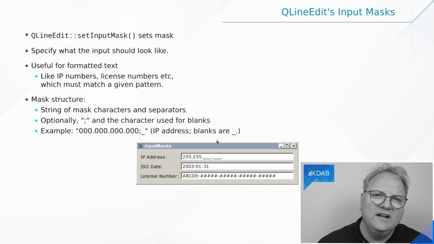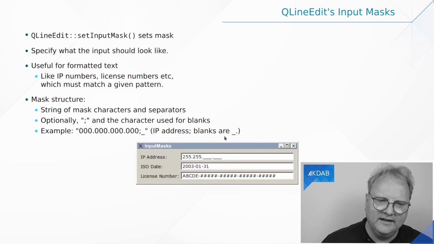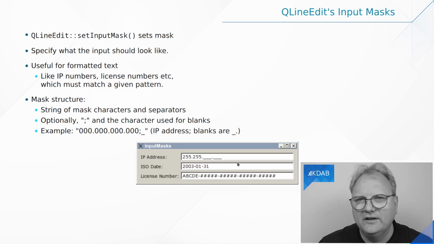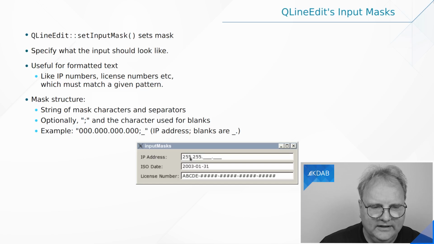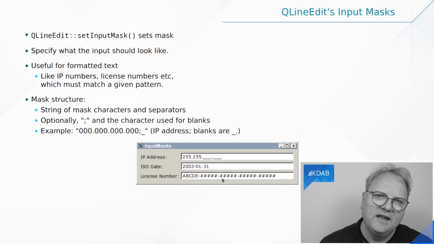What is really, truly important here is to realize that there is a pattern to each of these 3 things. So the first one here is an IP address. An IP address is a number from 0 to 255. And the ISO date, well, there is no February 30th, for example. And finally, the license number down here might be something that needs to be in uppercase, all of it. And that's what our input mask is all about.